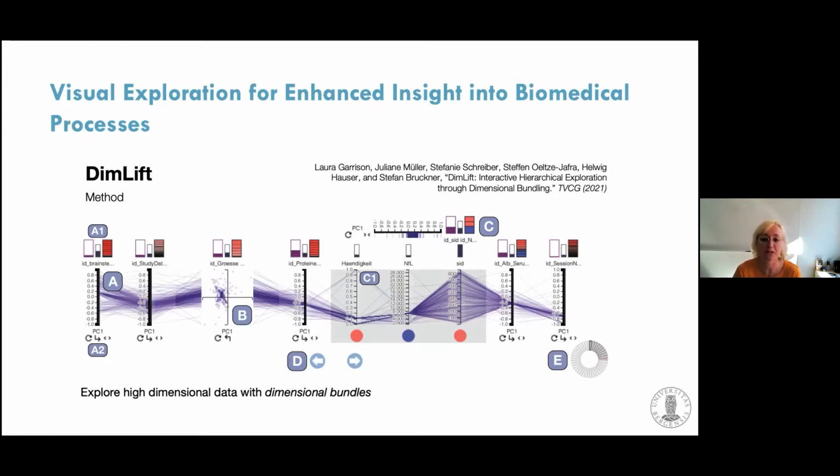Here our goal was to create an interface that enabled experts, for example, clinical researchers, to ask questions and find patterns in their high dimensional data. This is a bit of a side note, but I want to highlight that this was a collaborative project with the Otto von Guericke University in Magdeburg, with a wonderful PhD student named Juliana Müller, who I worked with for a solid year on this, and we had shared research interests and complementary skills.